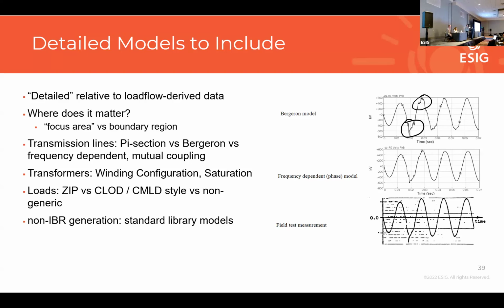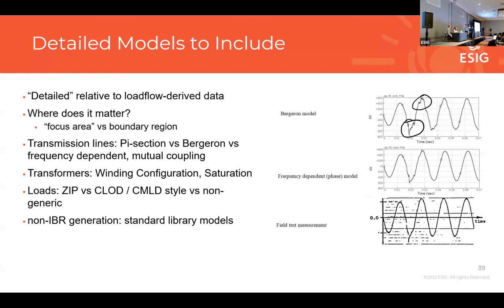Transformers, of course, we talked a little bit about. Winding configuration is great if you can get that right. It affects the zero sequence currents and things like that you're going to see in your EMT case for fault events. And saturation, whenever we have an excess amount of flux in the transformer, we're going to have some saturation phenomena occurring. So if we have that information for this transformer, then we can put it in and get a more accurate model.